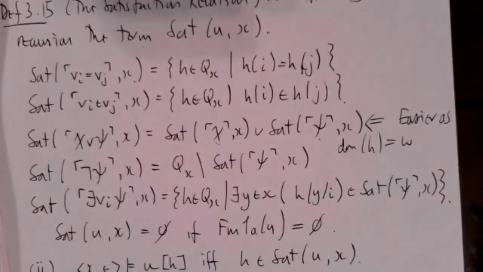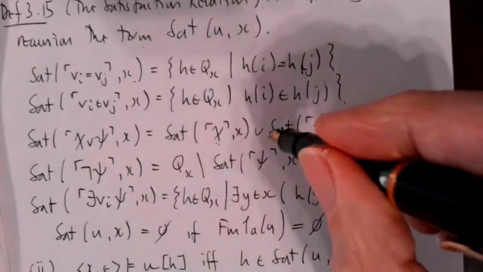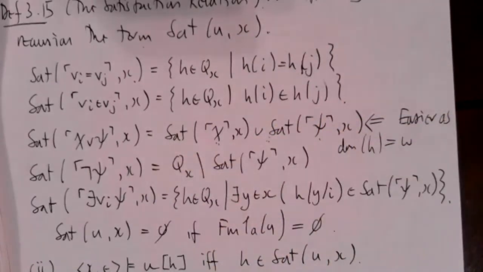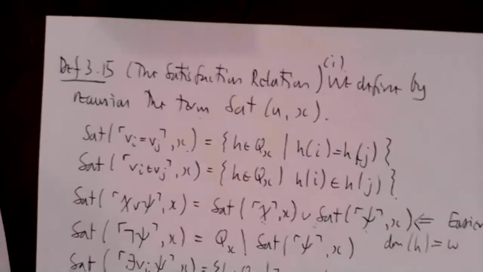So it's a quick way of defining satisfaction. It speeds up the definition of satisfaction by having H's which are infinitely long. Okay, so that's the satisfaction relation.